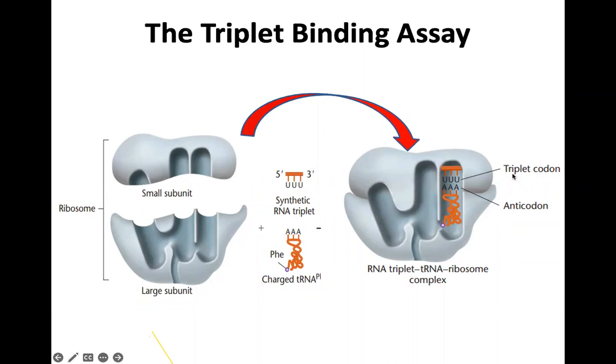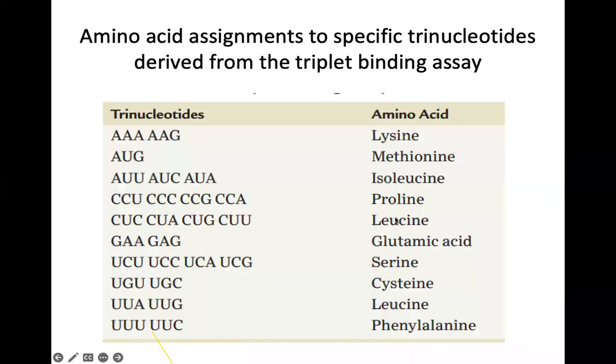amino acid, and the triplet codon against that is basically messenger RNA, a component of messenger RNA consisting of 3 nucleotides. Now RNA triplet, transfer RNA, ribosome complex. So there are 3 things involved: RNA triplet, basically the messenger RNA, and the transfer RNA, and the third is the ribosome machinery which is actually manufacturing the polypeptide chain.